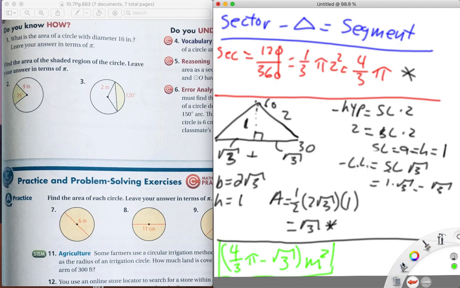Again, the hardest part of this is probably not going to be the sector. The hardest part of this is recognizing your triangles and whether it's a 30, 60, 90, a 45, 45, 90, or something where you have to use the Pythagorean theorem in order to solve.